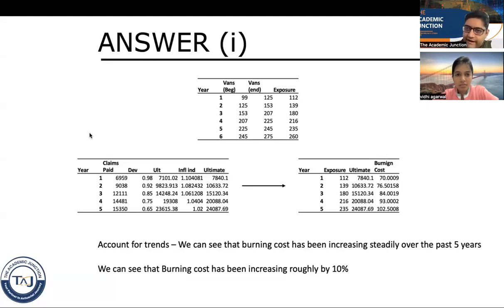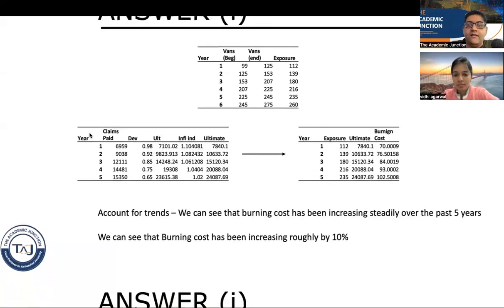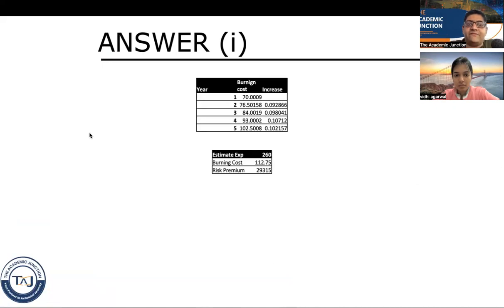However, when there's a clear trend, there's an additional nuance that you have to add, where you have to identify the trend. And here the idea is you have to trend the burning cost by 10%, because roughly speaking, the burning cost increases by 10%.